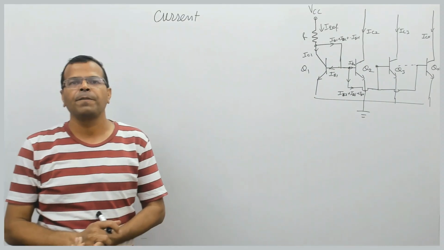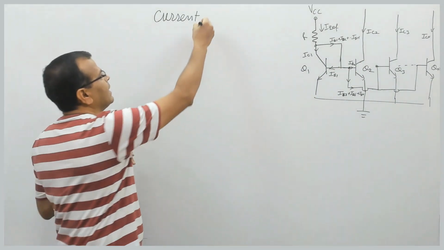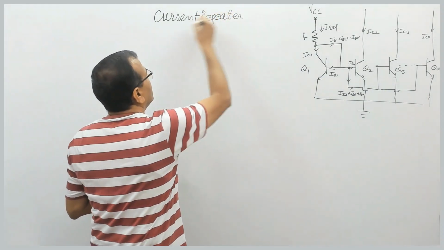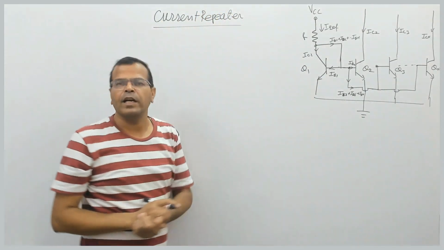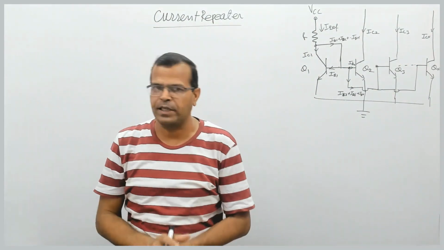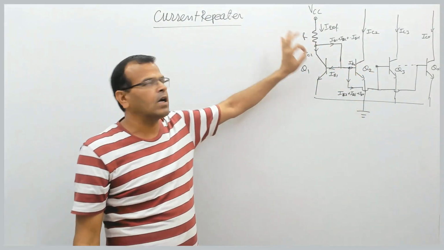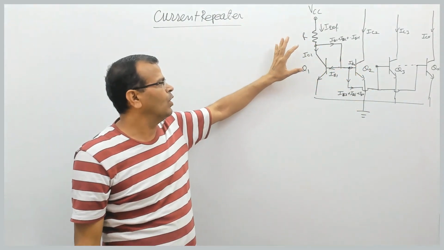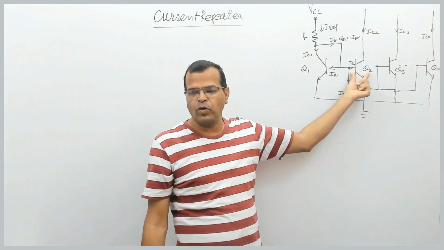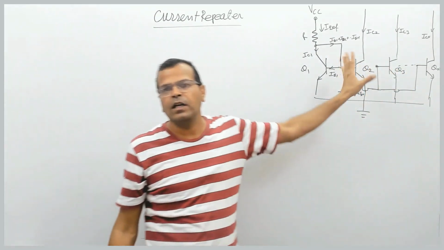Hello friends, now we are left with the last circuit, that is the current repeater circuit in compound circuits. The current repeater circuit is an extension or an application of the current mirror circuit. The circuit you are seeing here is a current repeater circuit where, instead of using a single transistor on this side, we are using n number of transistors in the current mirror circuit.